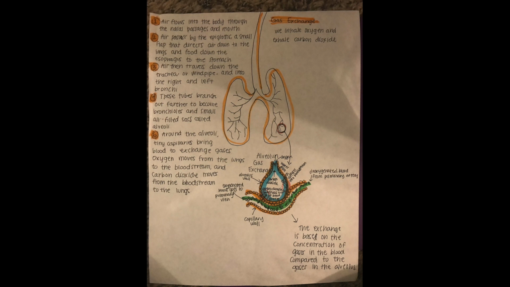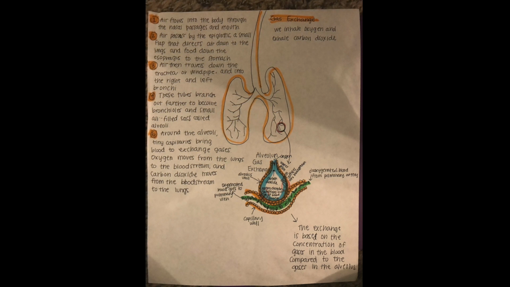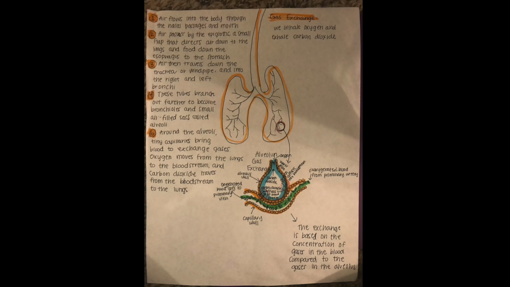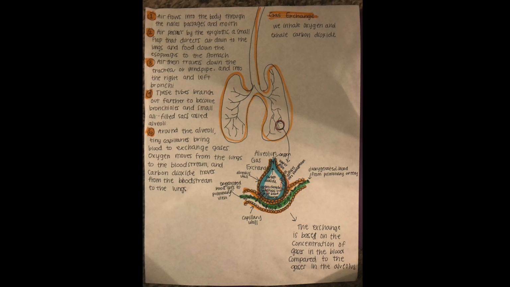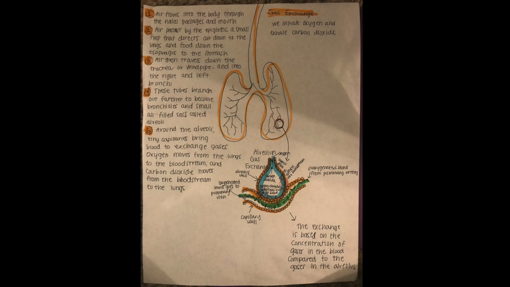So for gas exchange, air flows into the body through the nasal passages and the mouth. So air passes through the epiglottis, which is a small flap, and it directs the air down into the lungs, and it takes all the food down the esophagus into the stomach.